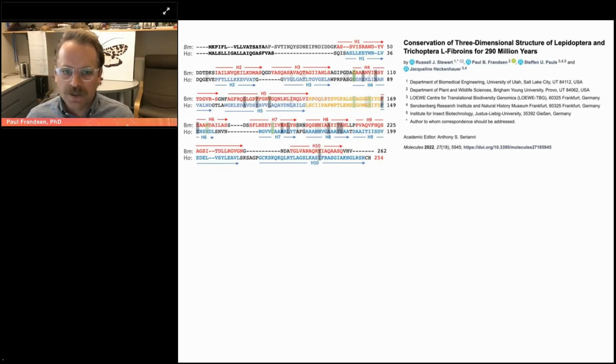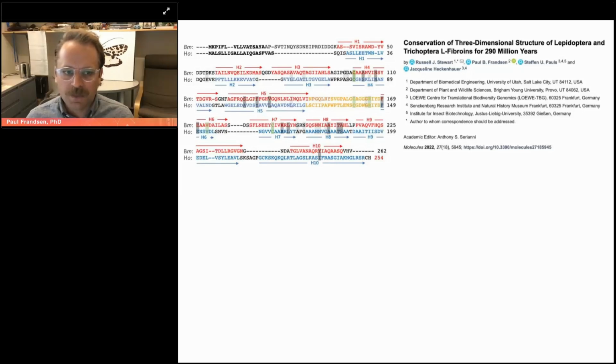What you'll notice on the left here, the top line where it says BM, is Bombyx mori, the standard silkworm moth that we derive most of our silk from. And HO is a species of caddisfly, Hesperophylax occidentalis. This is an alignment, actually derived from a much larger alignment that included many more species. But what you'll notice is there aren't very many conserved amino acids.